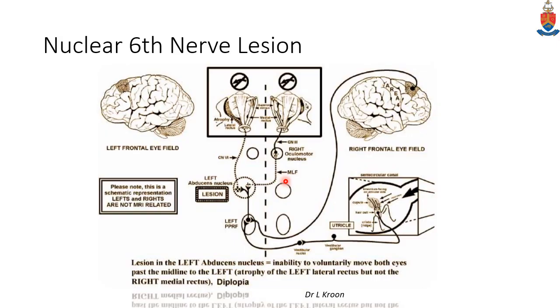So just to highlight an important piece of information, this medial longitudinal fasciculus does not control convergence. So a patient with an internuclear ophthalmoplegia from an MLF lesion will still be able to adduct or converge both of their eyes when looking at a near stimulus, because the center of convergence actually sits in the midbrain.